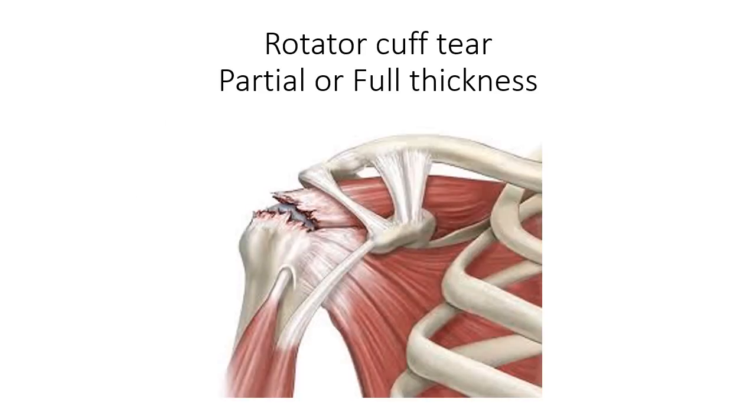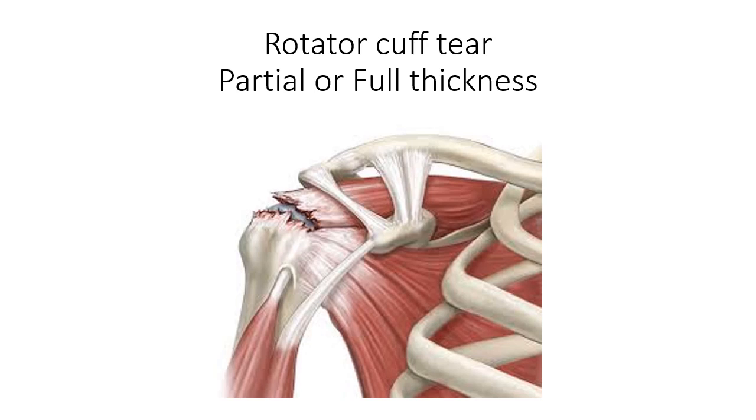A rotator cuff tear is a common cause of pain and disability among adults. Most tears occur in the supraspinatus tendon, but other parts of the rotator cuff may also be involved. In many cases, torn tendons begin by fraying of the tendon. As the damage progresses, the tendon can completely tear, sometimes with lifting a heavy object.